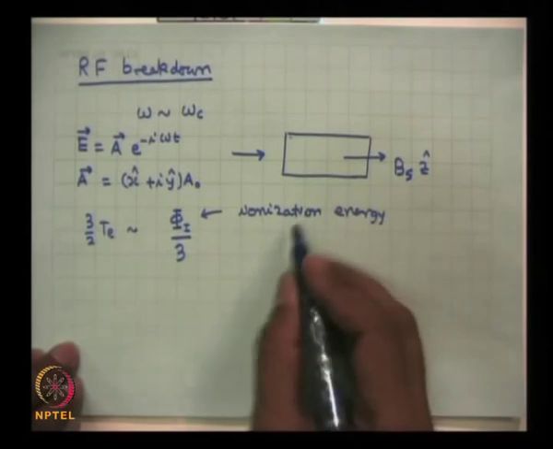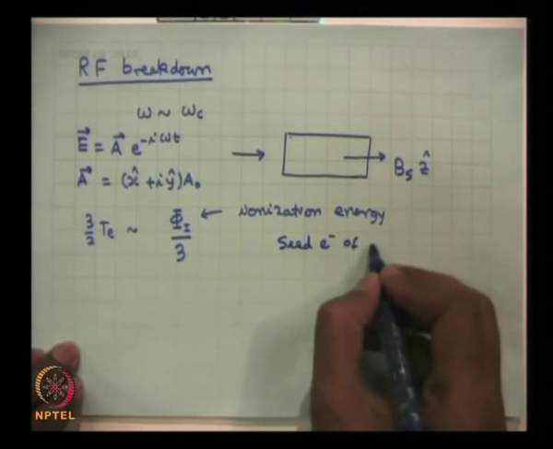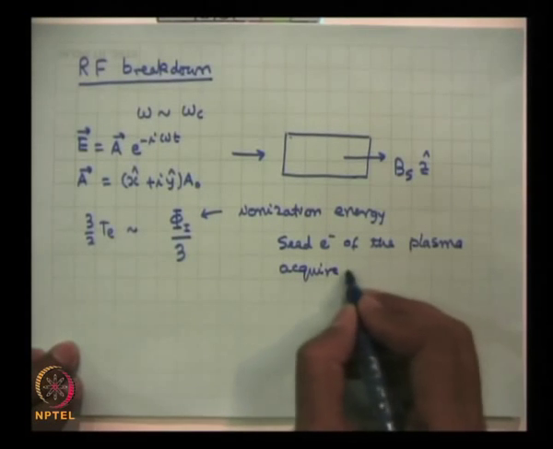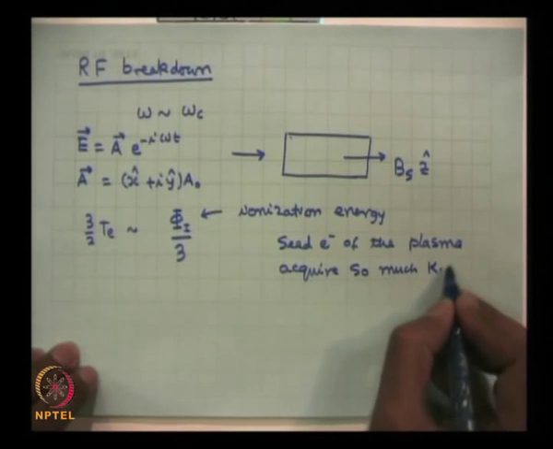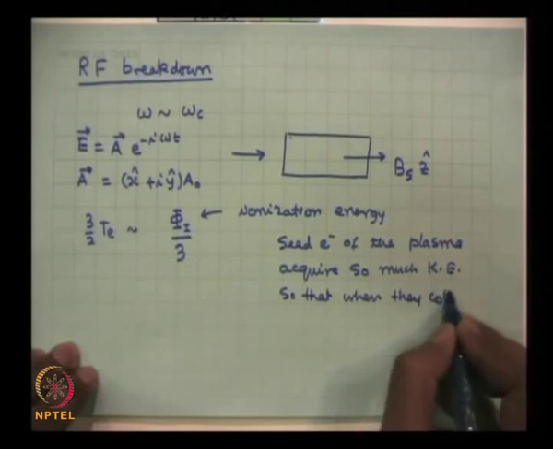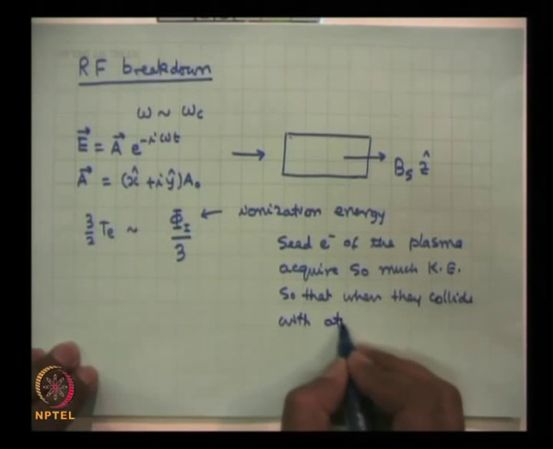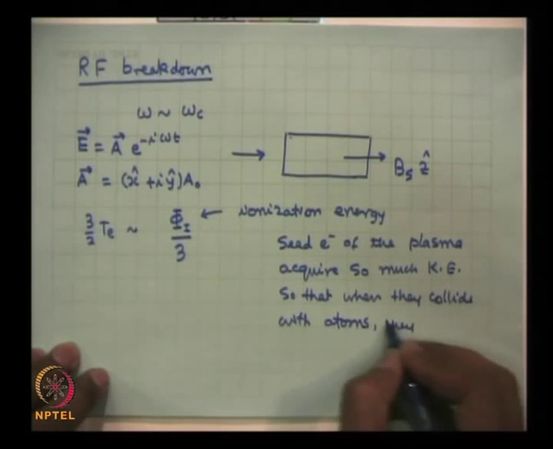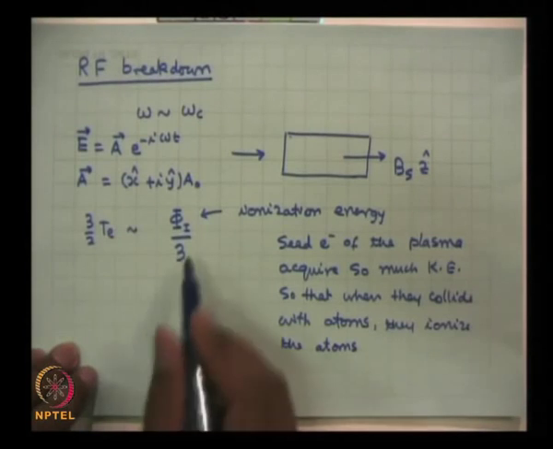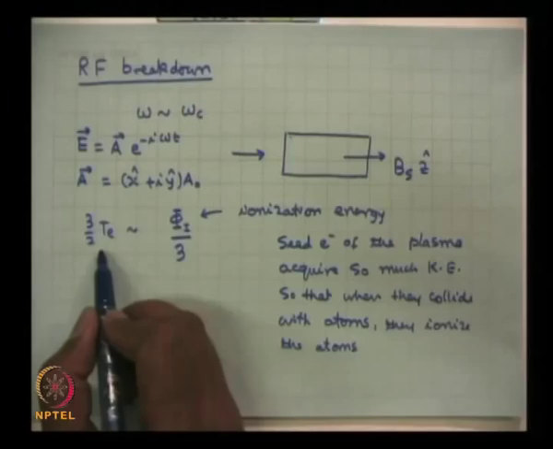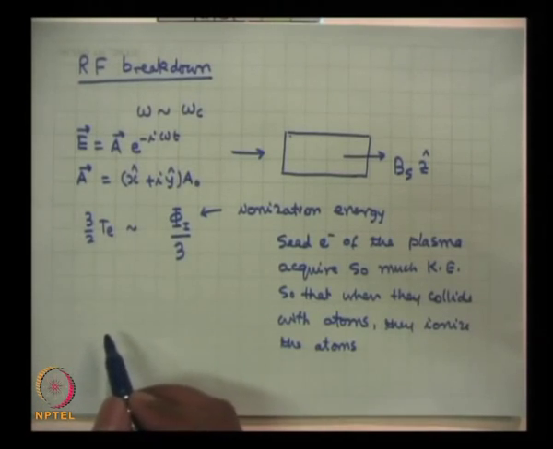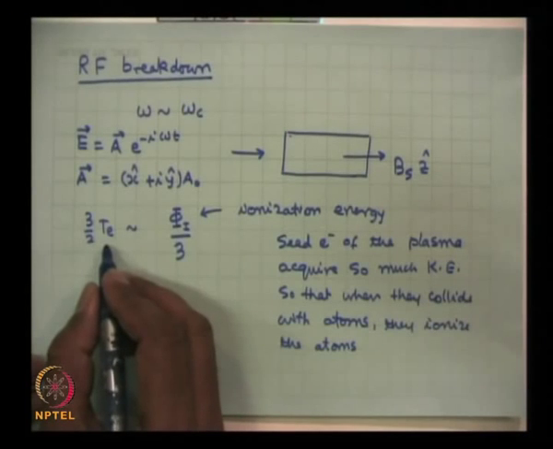What you want is that the seed electrons of the plasma acquire so much kinetic energy that when they collide with atoms, they ionize the atoms. This typically, I am just giving an order of magnitude estimate, that whenever the average temperature of electrons is given by this condition, then the RF will cause breakdown of the plasma, and if I put the expression for TE, I get the breakdown field.